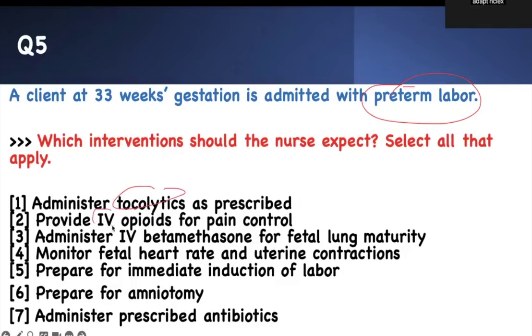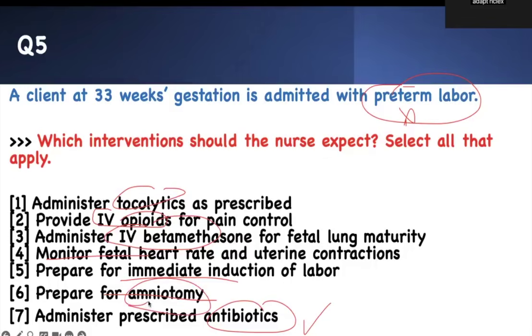Give them tocolytic. Is it going to stop it? Give them opiate. Is it going to do that? Give them IV steroid. Is it going to do that? Monitoring fetal heart rate. Prepare for immediate induction. Prepare for amniotomy. And administer prescribed antibiotic. Like I said, put down your answer. Let me know what is your score. But this is the content you're supposed to know. When you are in preterm labor, we have to anticipate that you're going to have prolonged labor. Therefore, antibiotics is needed to prevent infection.